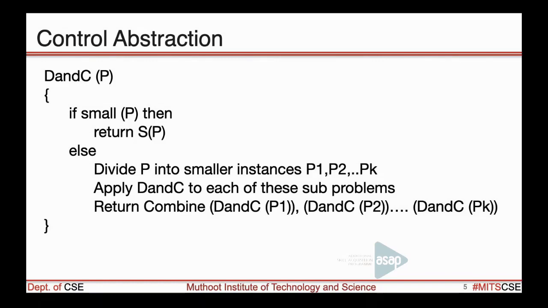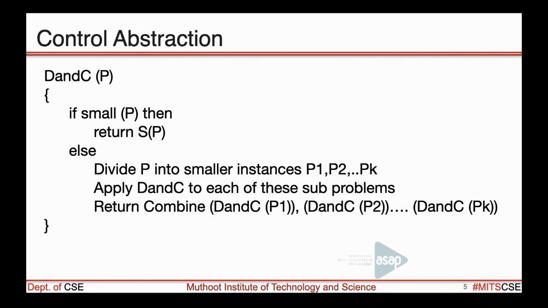So how can you say the control abstraction of divide and conquer? Okay, so just see that. D and C stands for divide and conquer and P stands for the problem. If small P, which means that if the problem is very small, then return S of P. If the problem is very small and if I know the solution, you can return the solution. Okay, that is S of P.